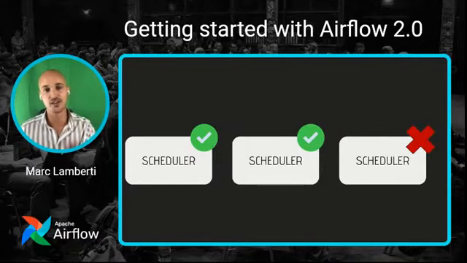If you use Airflow in production, you have to make sure that you have at least multiple schedulers running at the same time. Right now, if you use Airflow 1.10.x, you have a single point of failure.